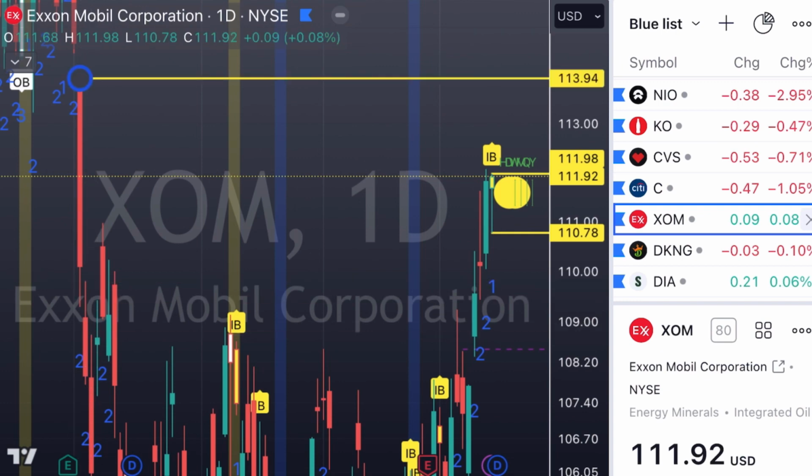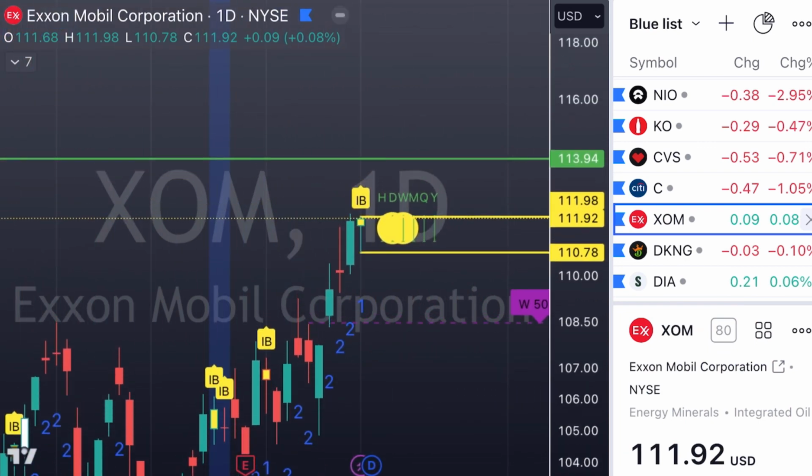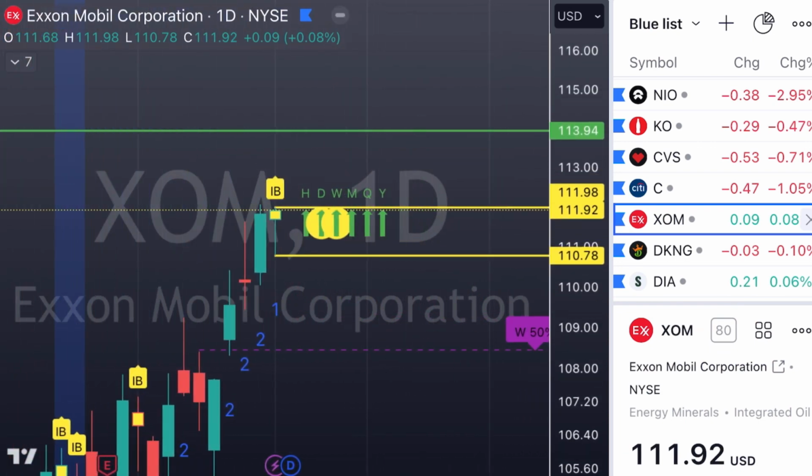There we go, and we'll change that to green. That's probably a tough target to hit tomorrow, but that's where it stands for the second target. So you can take your profits anywhere within there, but I want you to manage it on a smaller time frame if you're playing off of the daily charts.